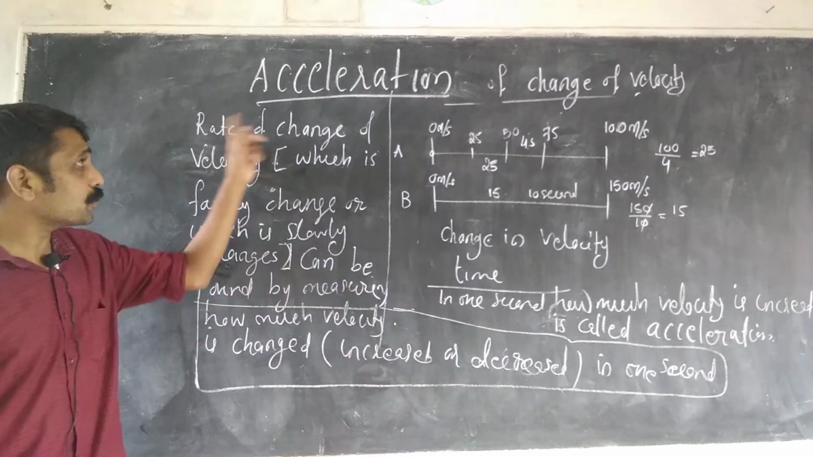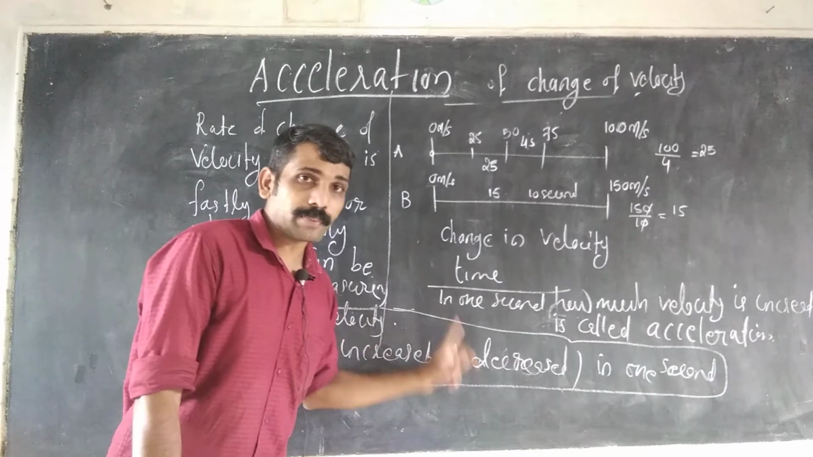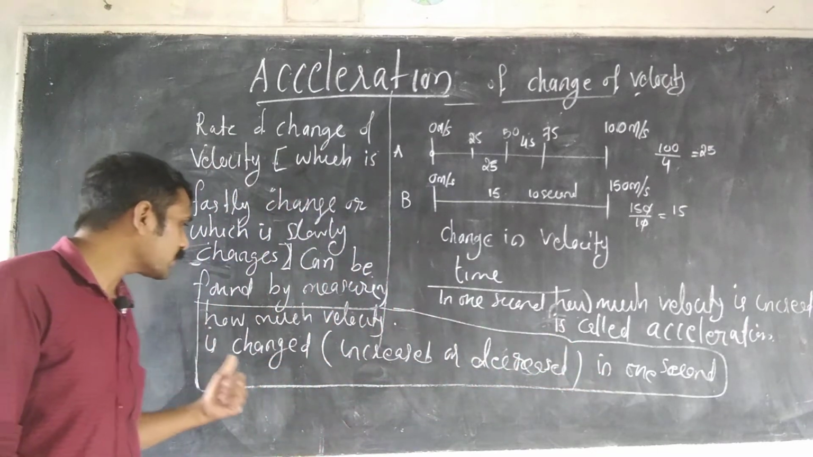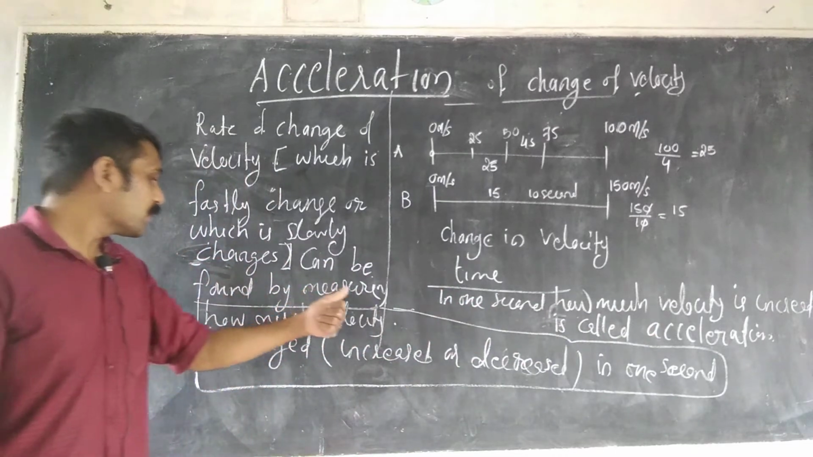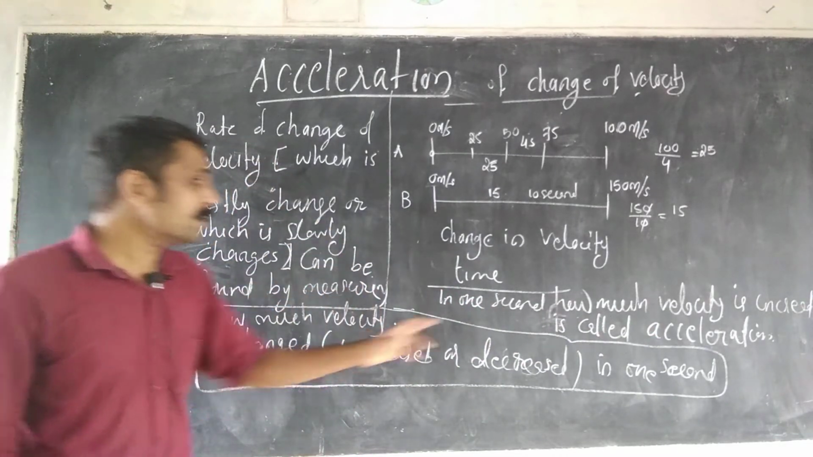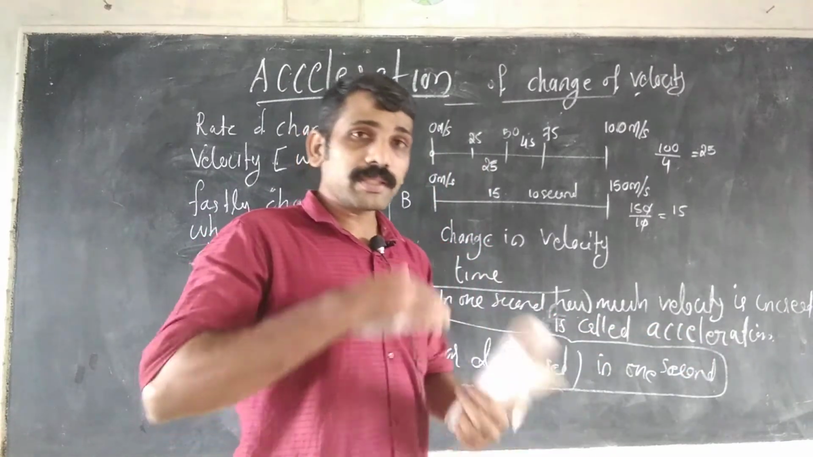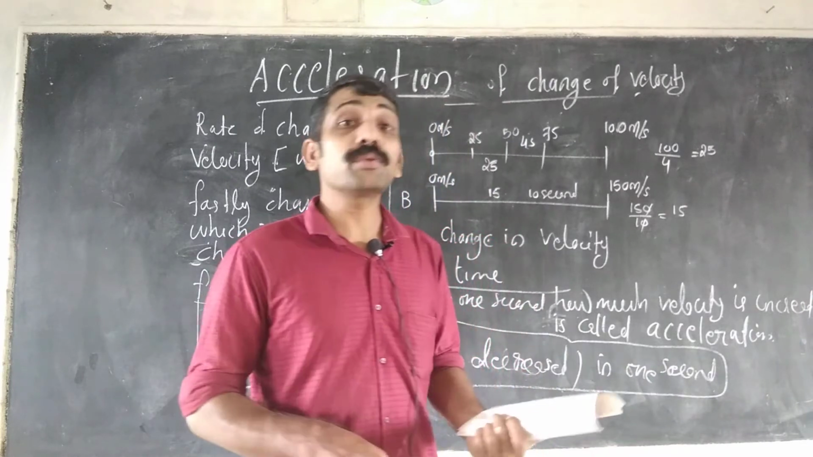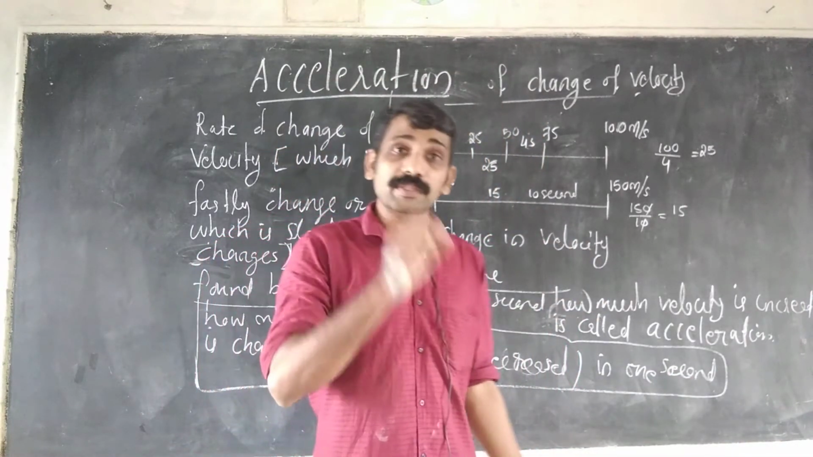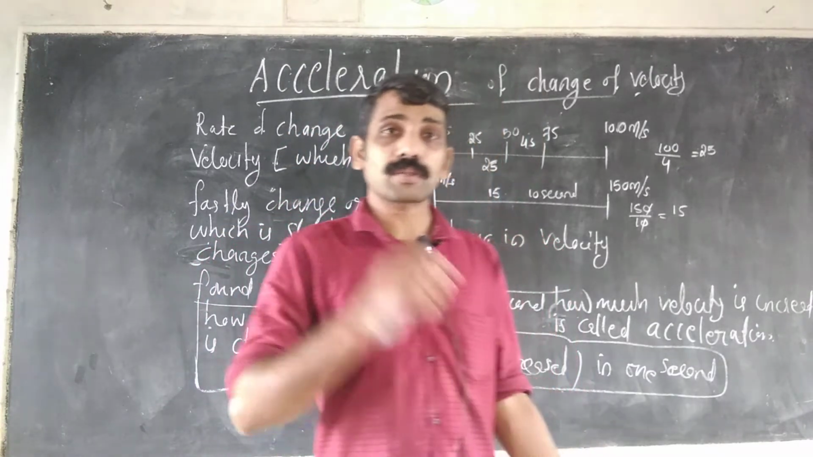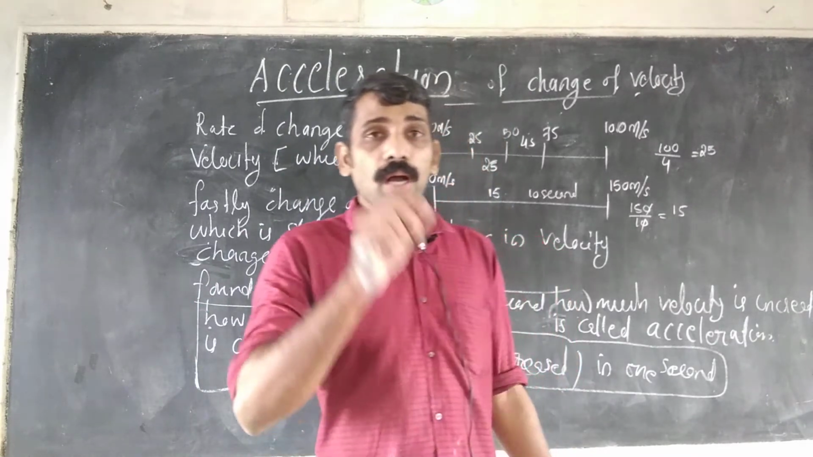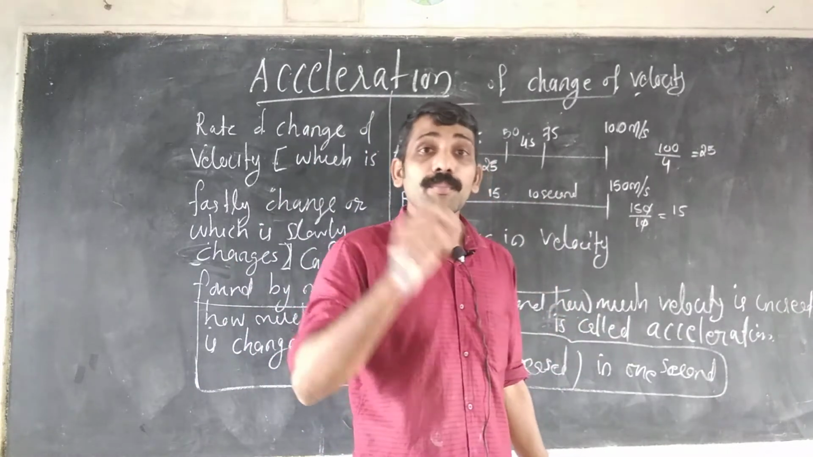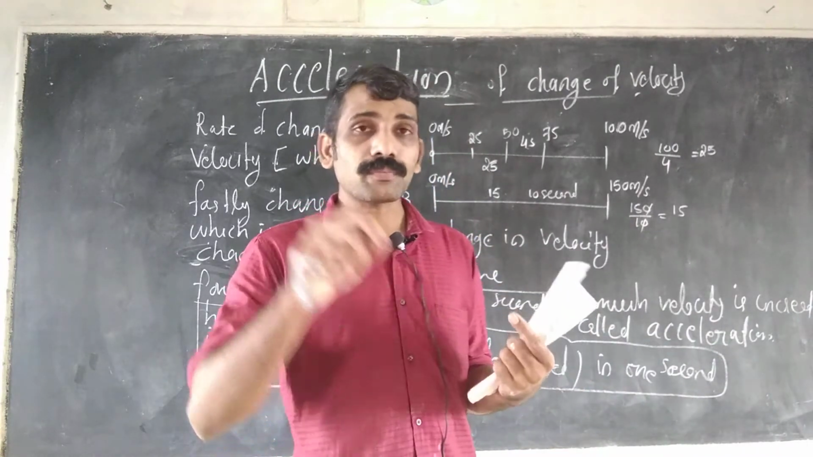So rate of change of velocity can be found by measuring how much velocity is changed in 1 second. What is that? Acceleration. So which changes fast and which changes slowly can be found using another new term, acceleration. Acceleration is how much velocity is changed or increased in 1 second, and the rate of change of velocity can be found by measuring acceleration.